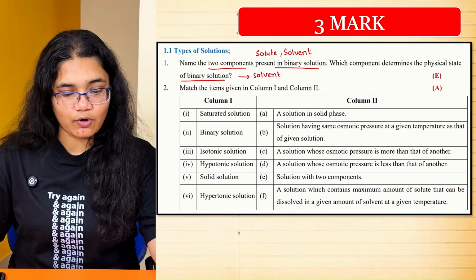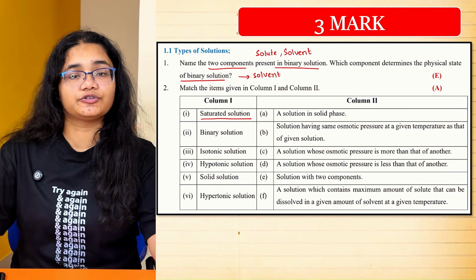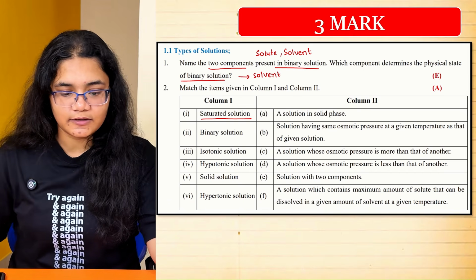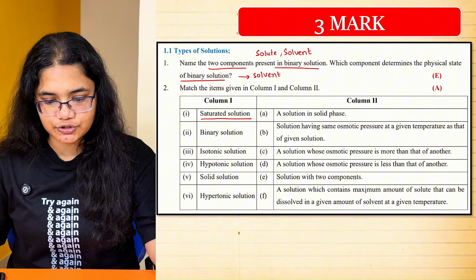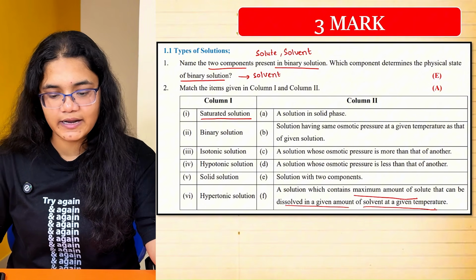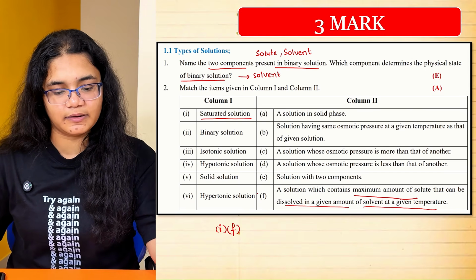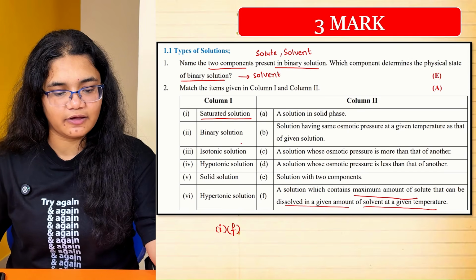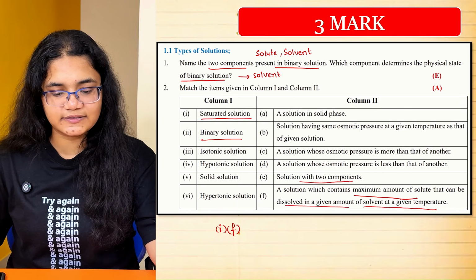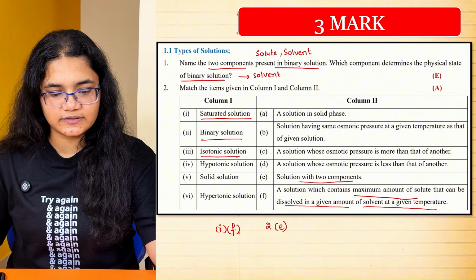Now, you have column 1 and column 2, you have to match them. What is a saturated solution? A saturated solution is a solution where you cannot dissolve more solute. It contains the maximum amount of solute that can be dissolved in a given amount of the solvent at a given temperature. So 1 will be F. Next, binary solution: a solution having two components is called a binary solution. So 2 is E.